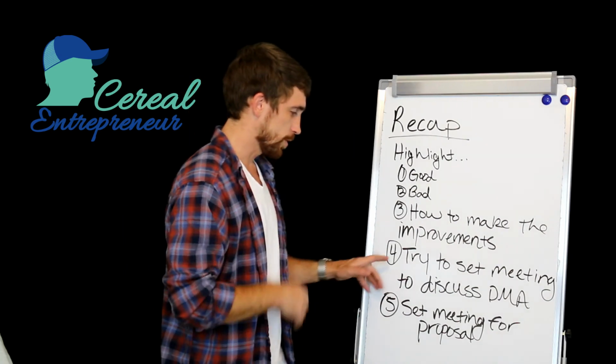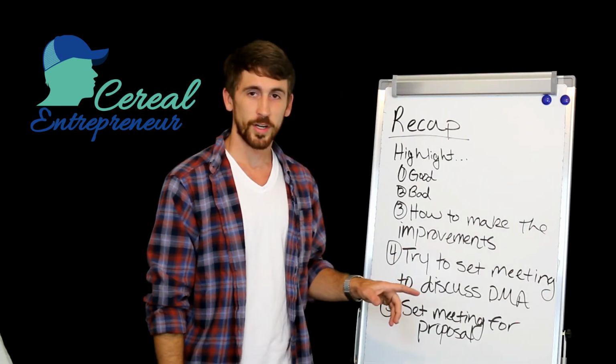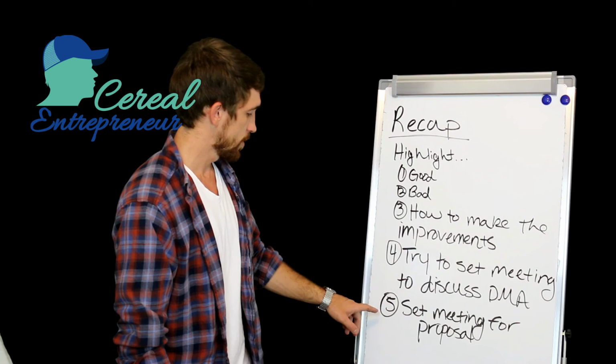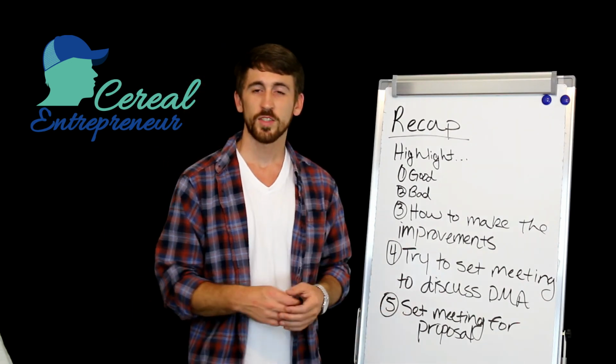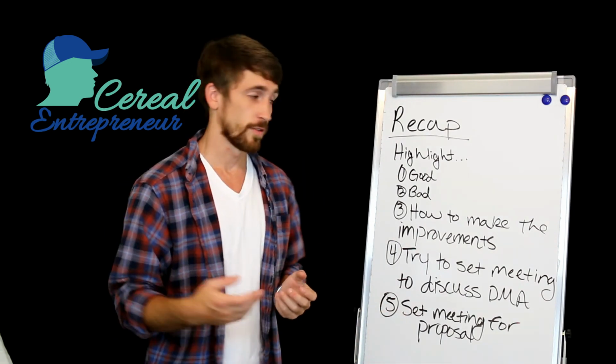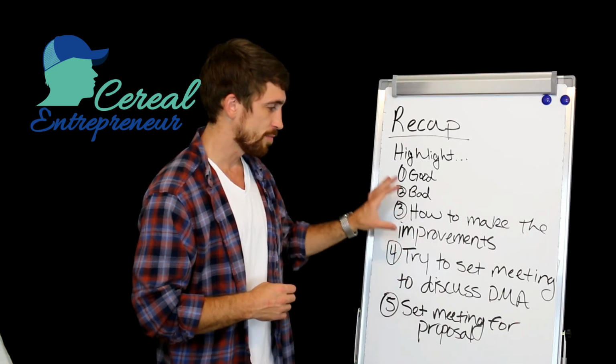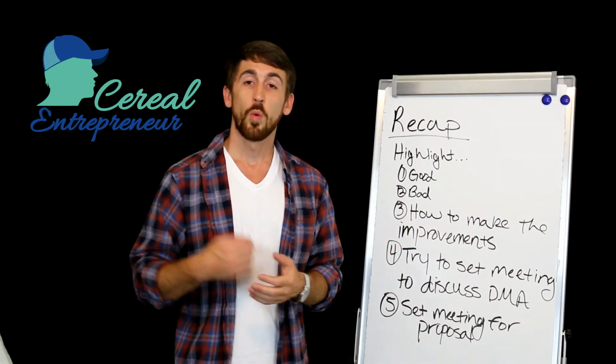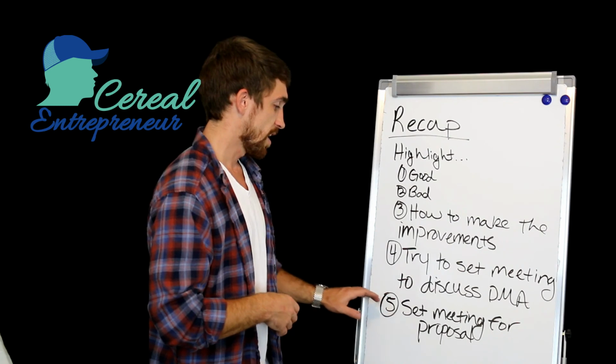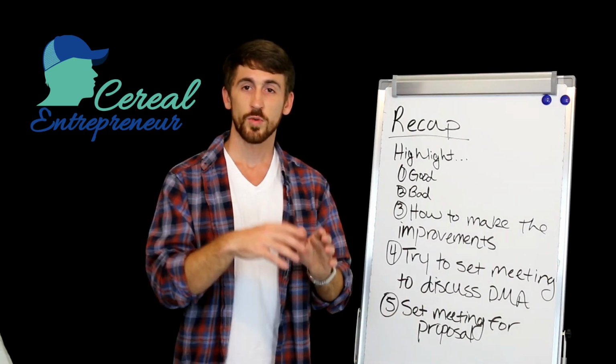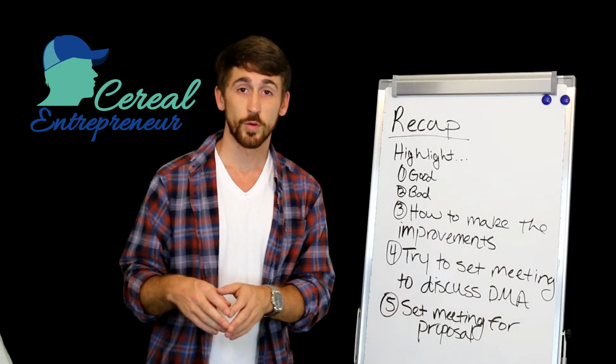And then the 5th part, once you actually set the meeting and go over the digital marketing audit with them, all you're going to want to try and do is set a meeting for a proposal. And that's where you actually try to sell them your services. So you've given them value, you've built a relationship with them, you've shown them what you can do to help their business. Now you actually set the meeting and you say, okay, these are the services we will try to take advantage of for you.